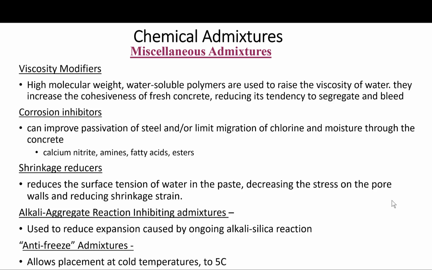We have also alkali aggregate reaction inhibiting admixtures. Obviously, they are used to reduce expansion caused by ongoing alkali silica reaction. And again, there are other ways to reduce it. We have antifreeze admixtures. Basically, they could be good. They allow placement at cold temperatures, down to 5 degrees Celsius. Okay, so again, think about them. If you need more details about these admixtures, we could discuss.